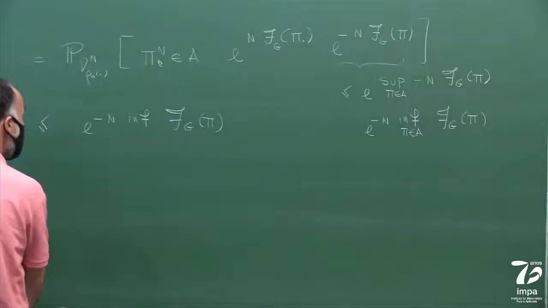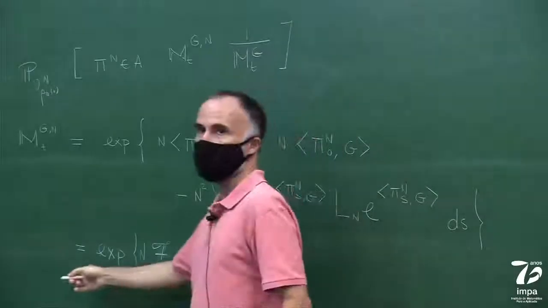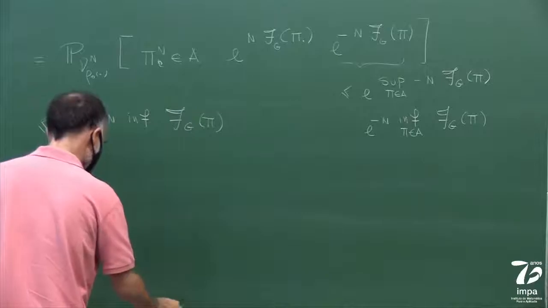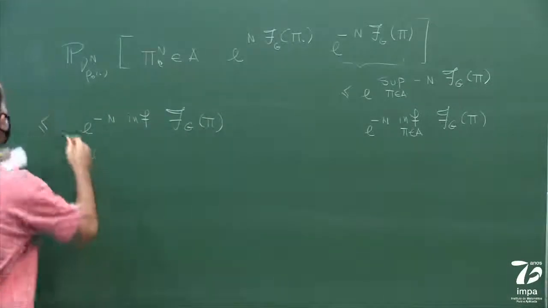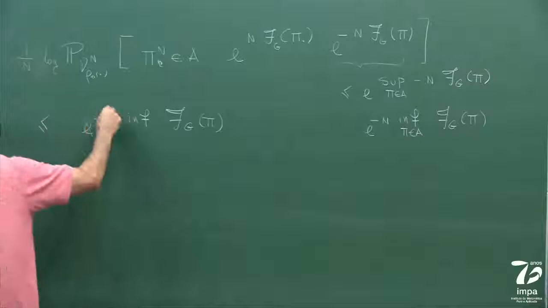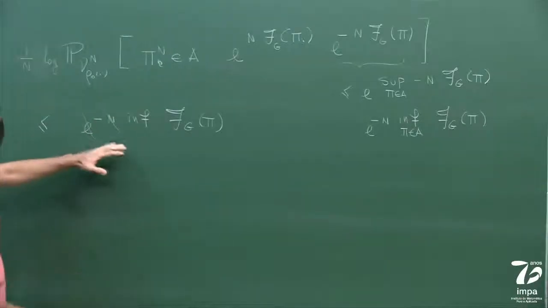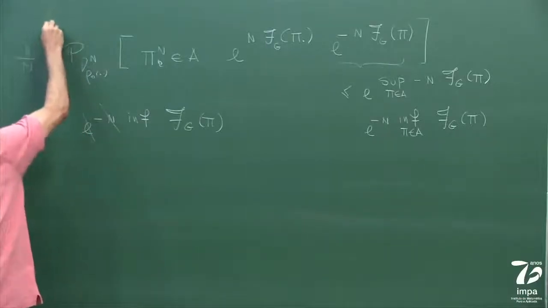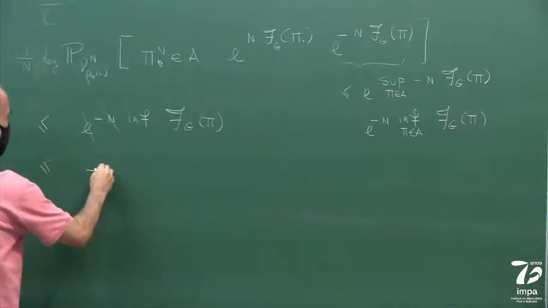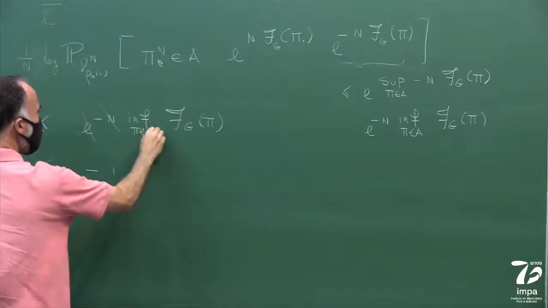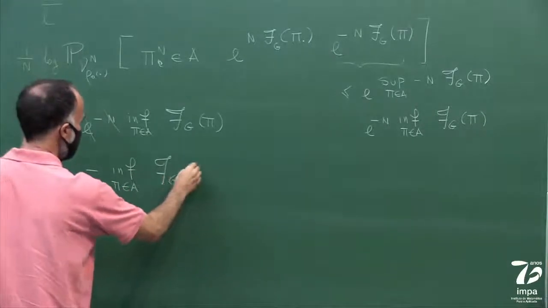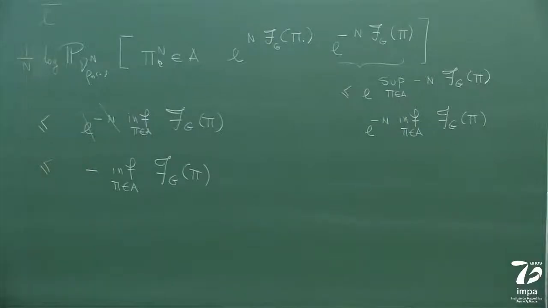Which means that everything is relying on this identity, right? Then, once I have that, I take now the logarithm here, that will cancel my exponential. I take 1 over n, that will cancel my n. And this does not depend on n anymore. So I can take the limit sup in n to say that this is bounded by minus the infimum for pi in A of f g pi. So this is what I get from this argument.